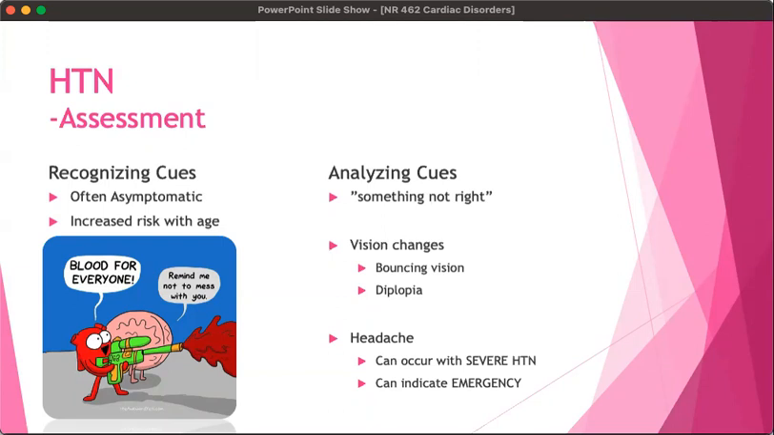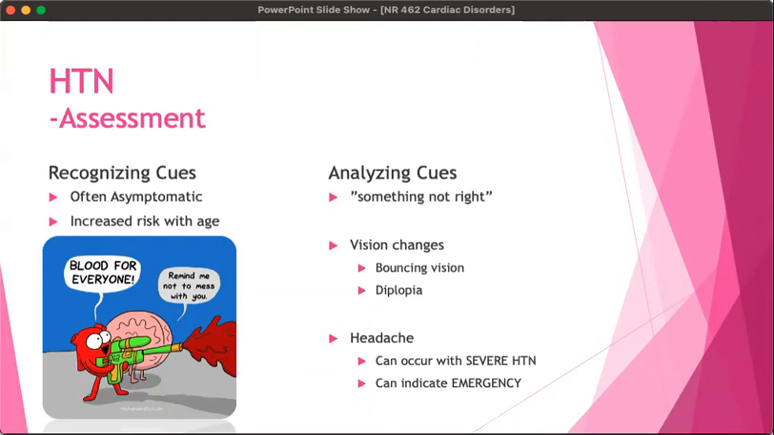So when we look at assessing a patient with hypertension, recognizing cues is really difficult for hypertensive patients, especially urgent or chronic hypertension patients in that yellow zone between 120 over 80 up to 200 over 100. So there's a big range of hypertension that is really most often asymptomatic.